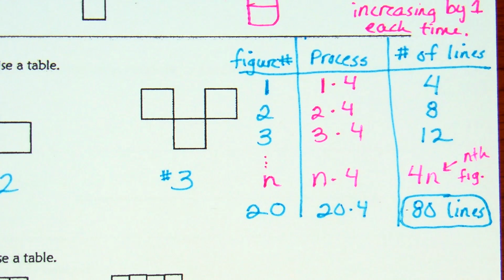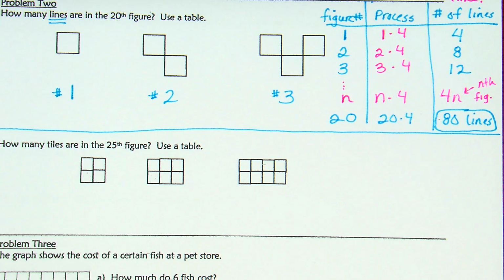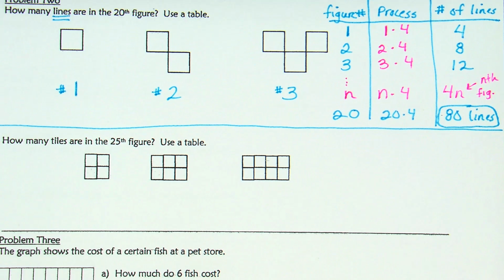Got 3 new shapes. How many tiles are in the 25th figure? And again, it says use a table, so it's going to be a table with a process column is what I'm going to ask you to do. So I said a table with a process column always has how many columns? 3. The middle column is the process column.